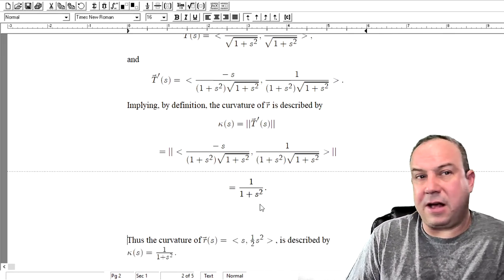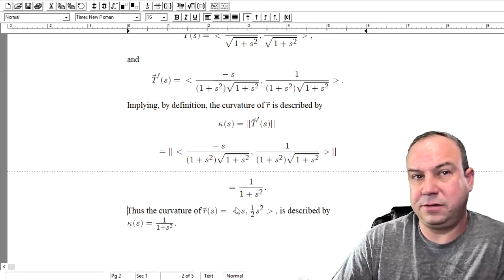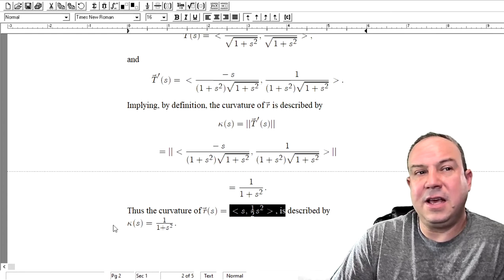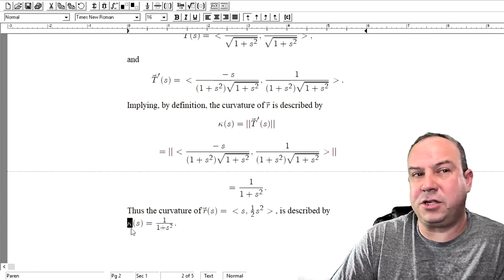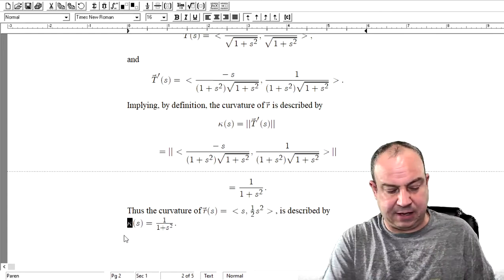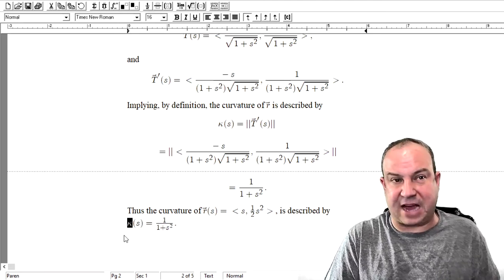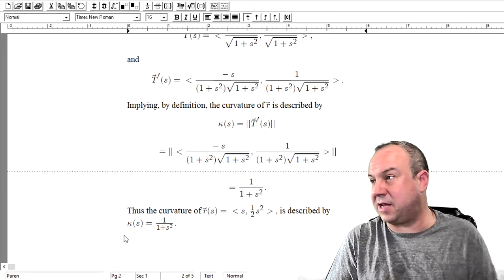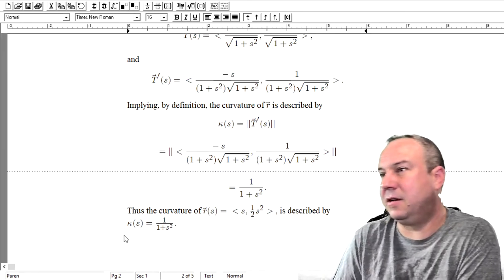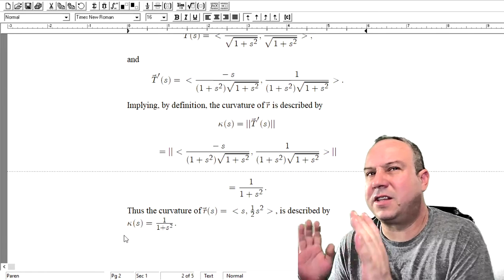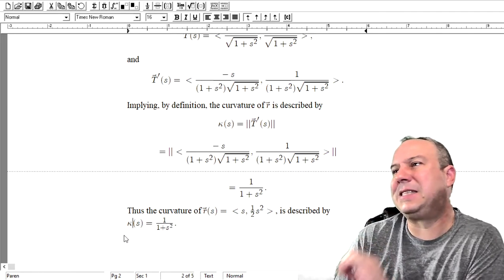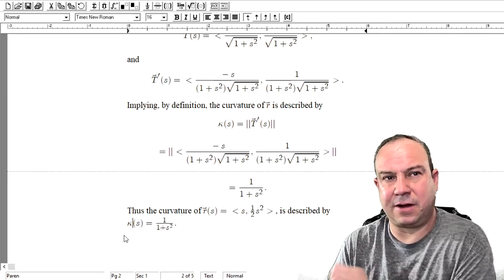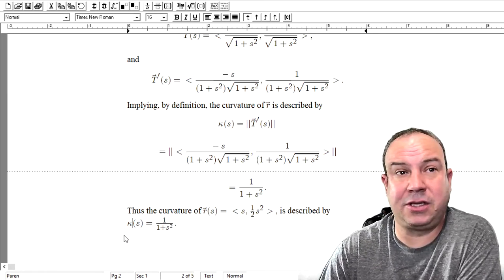It's a scalar value. It's a scalar valued function. Thus, the curvature of r bar of s is described by this scalar valued function. Notice kappa is not given the vector notation. We don't see that vector notation on there. That's not proper because it's not a vector. And that's what confuses students, they forget to take the magnitude here at the end. It's the magnitude of t bar prime of s. So make sure you're taking that magnitude calculation.